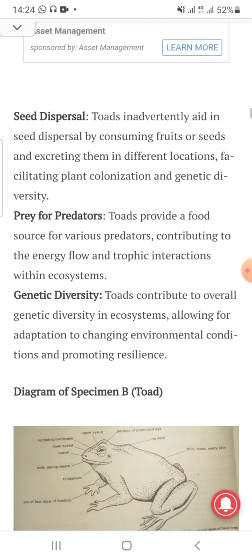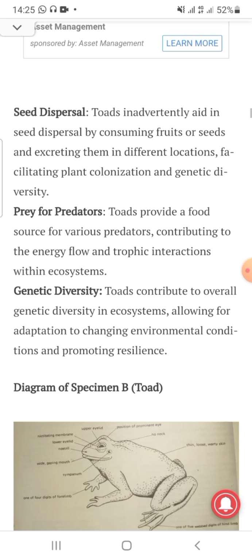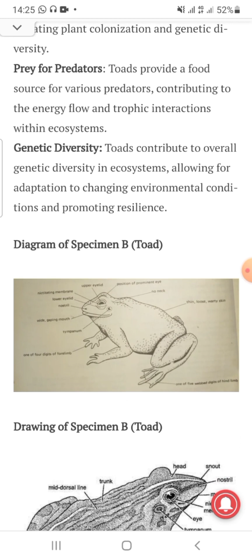Prey for predators. Toads provide a food source for various predators, contributing to the energy flow and trophic interactions within ecosystems. Let's look at the genetic diversity. Toads contribute to overall genetic diversity in the ecosystem, allowing for adaptation to changing environmental conditions and promoting resilience.